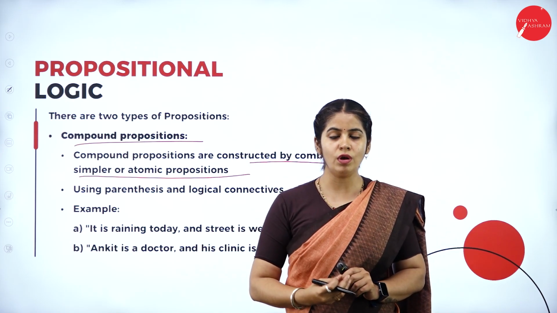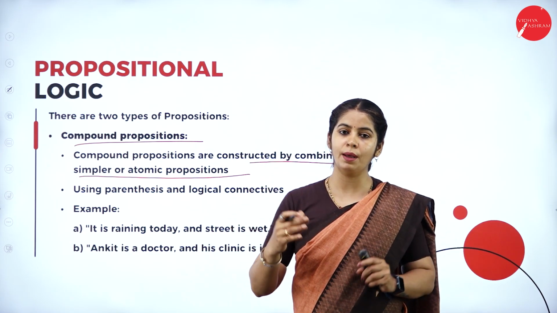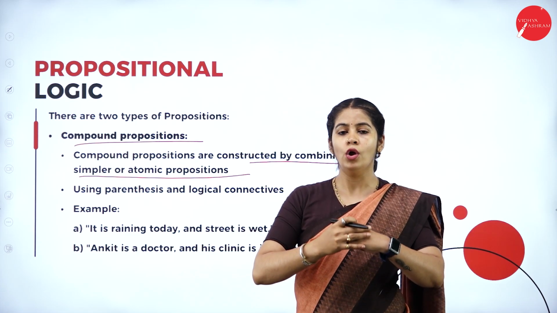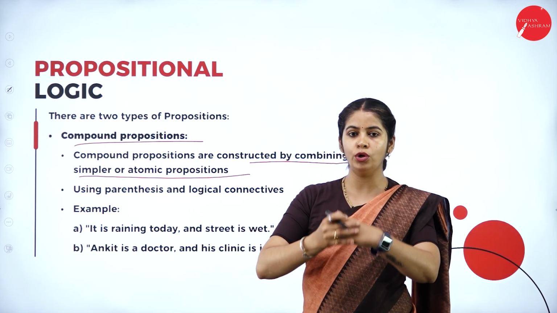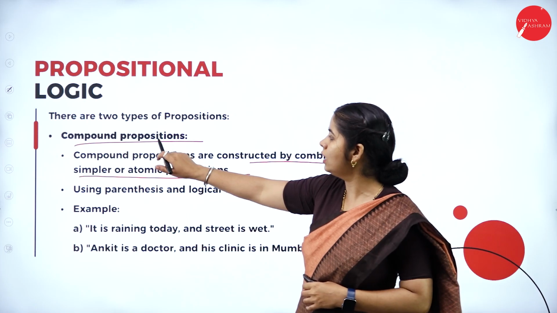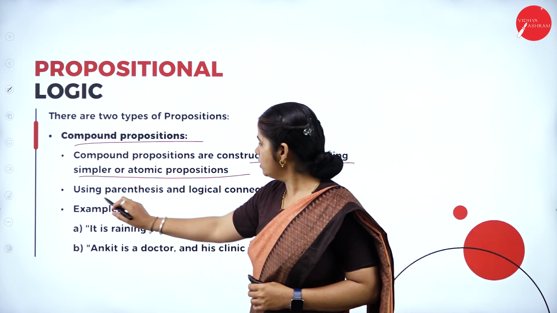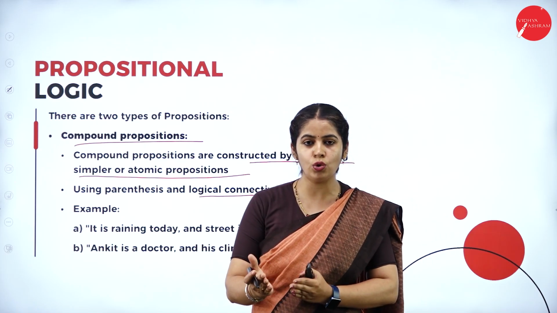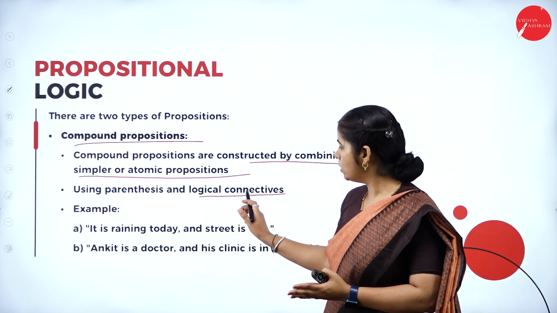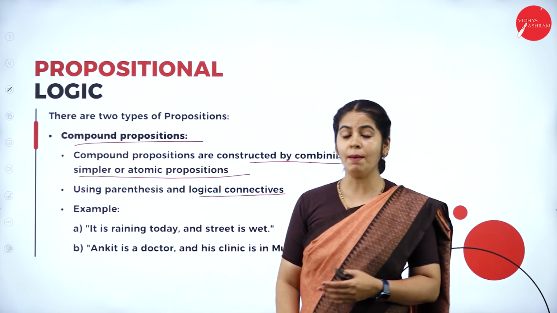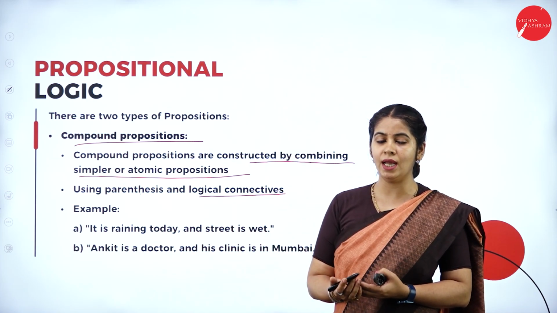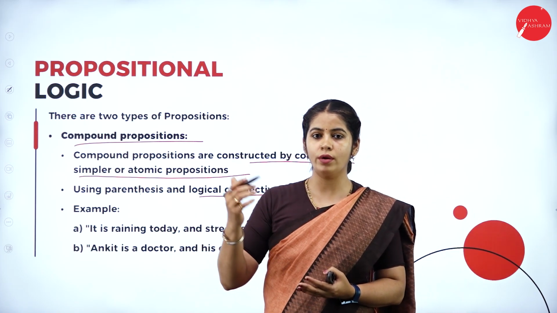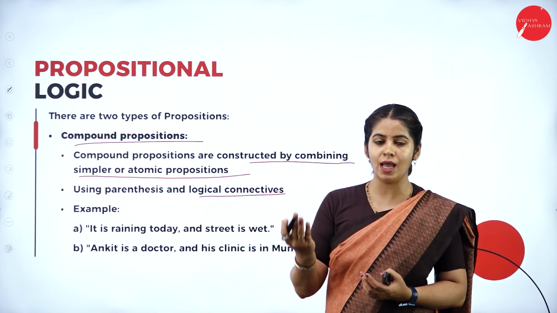We are making use of atomic propositions and compounding them together to form a new sentence or new proposition, that is called a compound proposition, using parentheses and logical connections. How are we connecting these two atomic propositions? By using the logical connections or by using the parentheses. What are all the logical connections we have? And, or, not. These are all the logical connections we have.